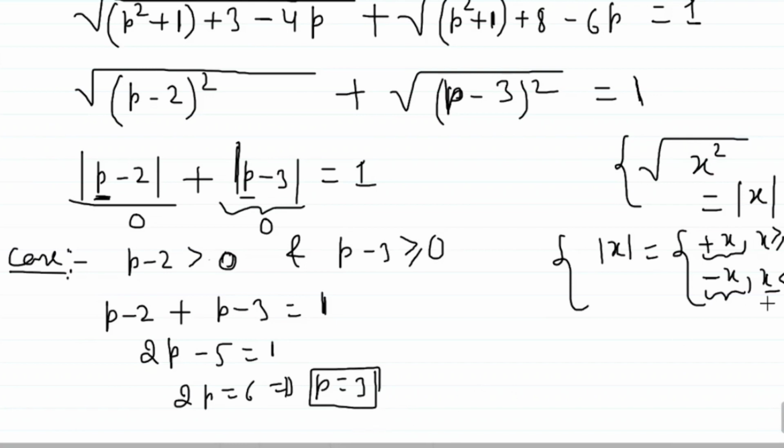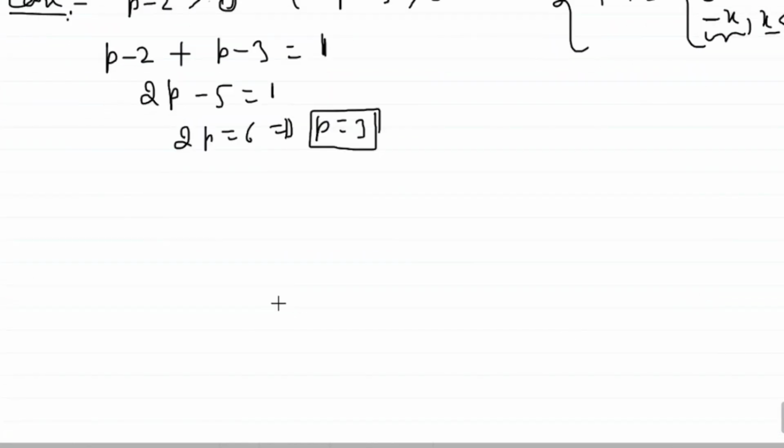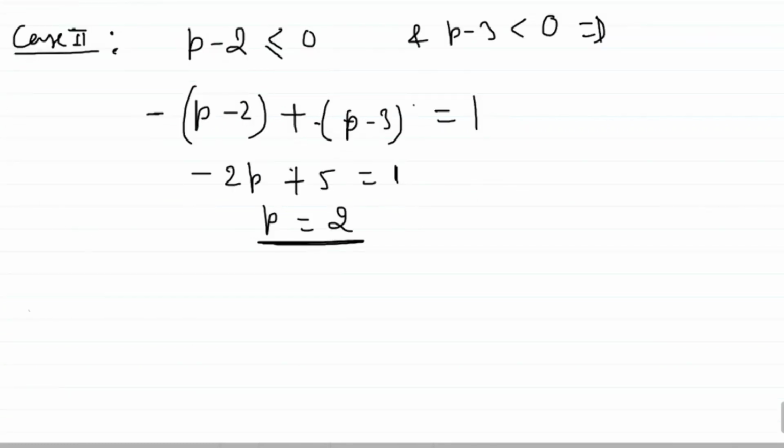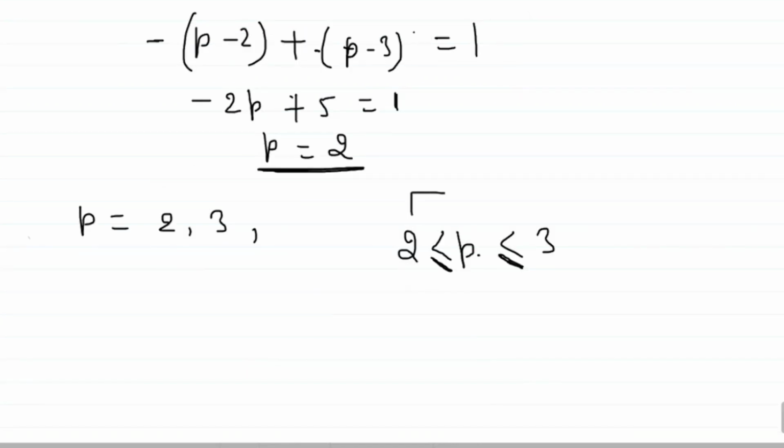Okay, now another case we have, case 2, when p minus 2 is less than or equal to 0, and in this case both are negative numbers. That means we have p minus 2 negative plus p minus 3 as a negative number, which is equal to 1. So we got two values for p, namely p is equal to 2 and 3. So we observe from this that p lies between 2 and 3.